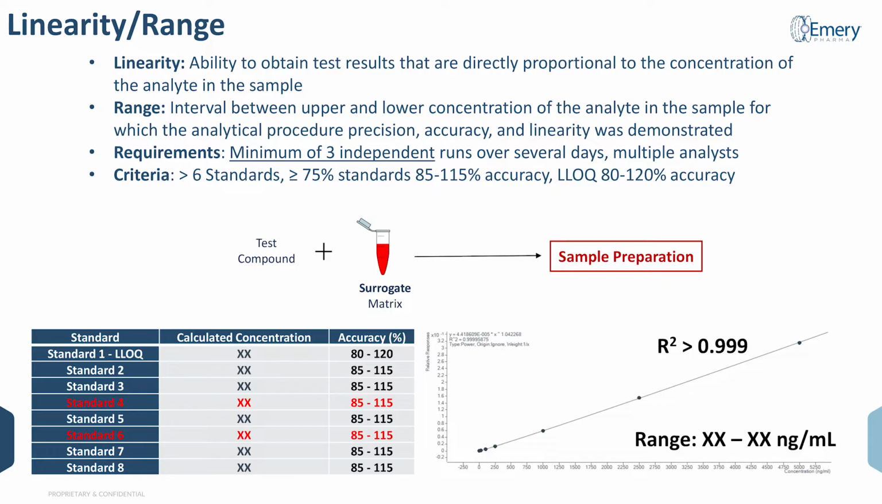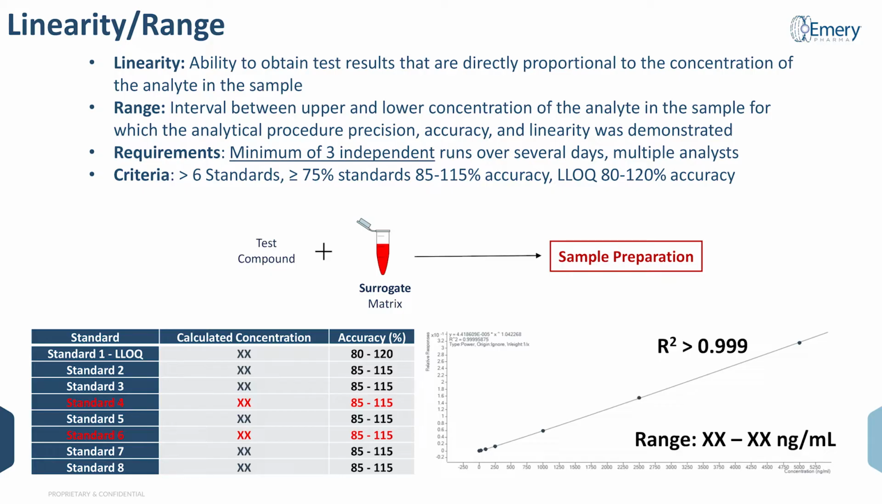precision. So the requirements per the ICH M10 guideline is to run this linearity and range assessment 3 independent times over several days with multiple analysts. The criteria is having more than 6 standards, having more than 75% of those standards falling within the accuracy limits of 85 to 115%. The exception being at the lower limit of quantitation, our LLOQ, where the accuracy is a little wider at 80 to 120%.